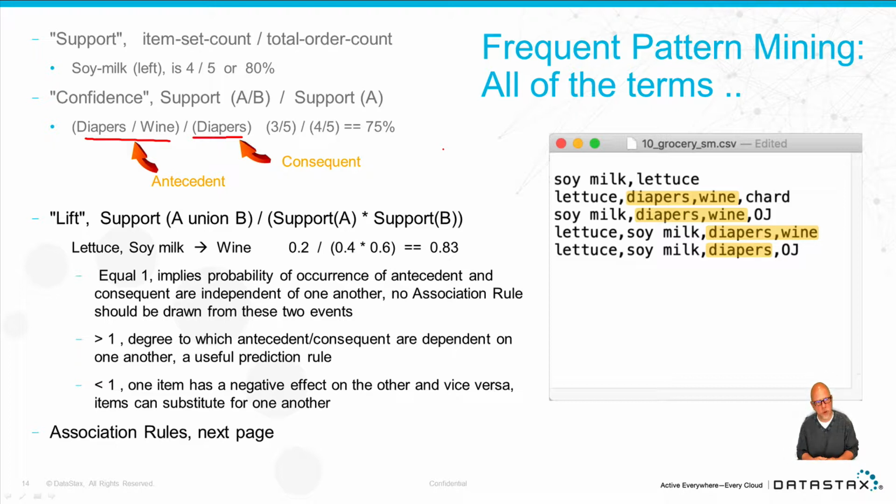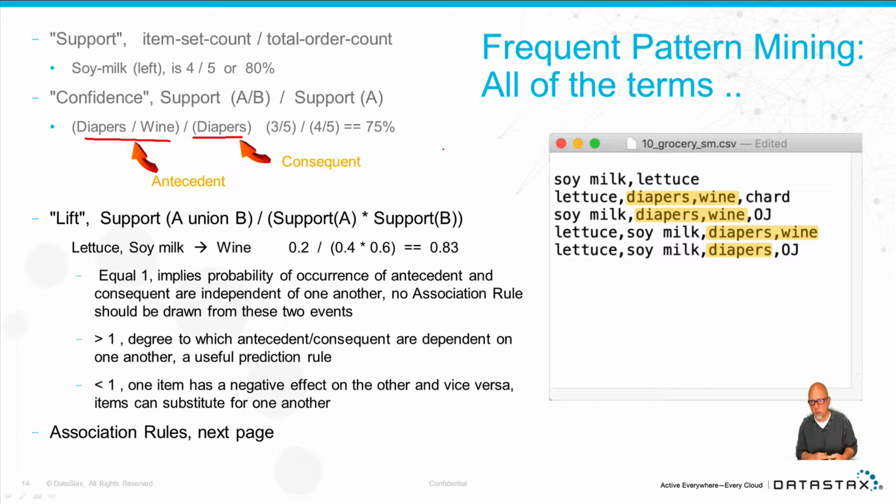They bought lettuce, they bought soy milk. Should I recommend wine? And the math for that is the union of A and B, which in this case would be lettuce, soy milk, wine. If you look at this sample data set, that's happened 1 out of 5 times, that's 20%, divided by the support of just A, lettuce, soy, times the support of B, just wine.